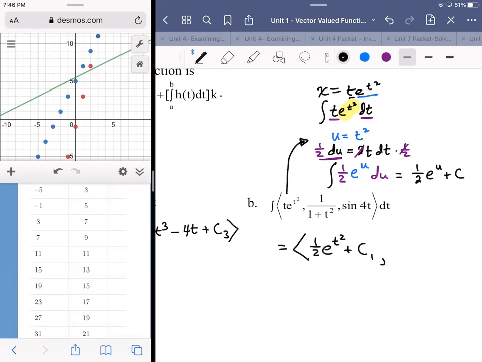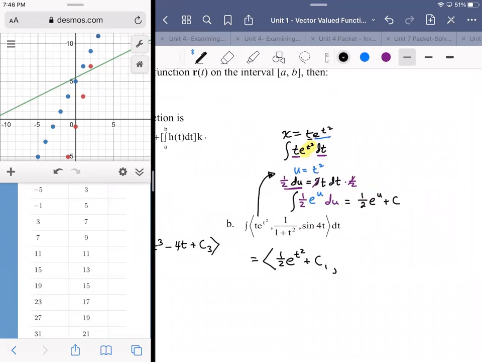The second part is a rule, right? The antiderivative, and I'll just kind of chuck this off on the side too, the antiderivative of 1 over 1 plus t squared dt is equal by rule to the arctan of t plus c. So in this case, it's just saying arctan of t plus c2.